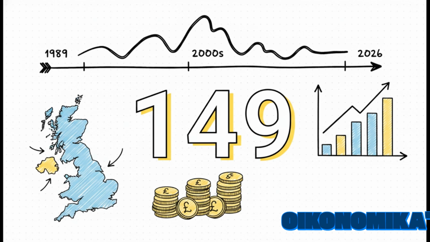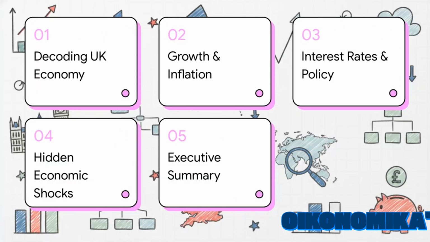149. Now, what's that mean? That number actually represents 149 quarters. So we're talking nearly 37 years of macroeconomic data, all synthesized to reveal the true state of the market. We aren't just looking at a quick snapshot of yesterday's news. We're analyzing decades of historical market reactions running all the way from 1989 right through to the projections for early 2026. We know you're time poor, and you need signal, not noise.